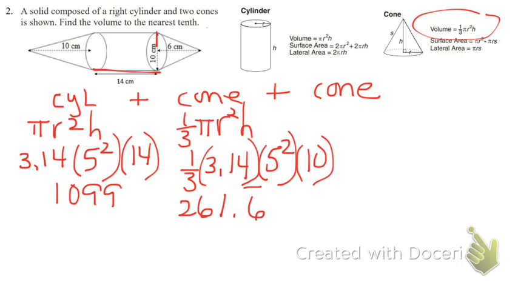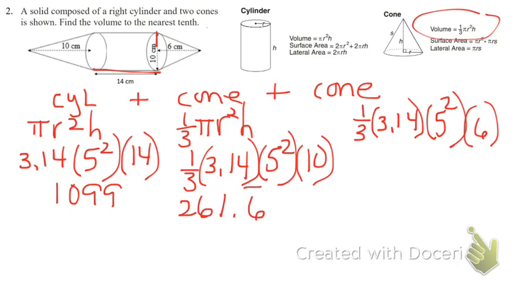Okay, now the cone on the right, same formula. So it's 1/3 pi, which is 3.14. The radius is still 5. Square it's going to be 25, and the height of the cone on the right, which is 6. Okay, so put all that in my calculator. 5 squared is 25. 25 times 6 times 3.14 and divide by 3. And I get 157. Now just add up those 3 separate volumes to get the total volume.